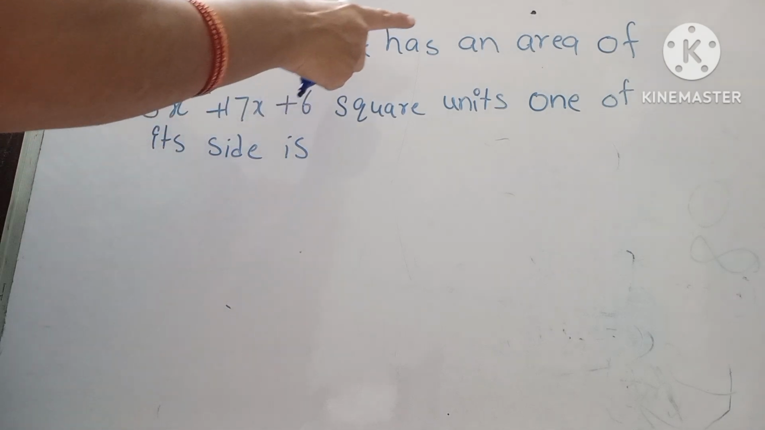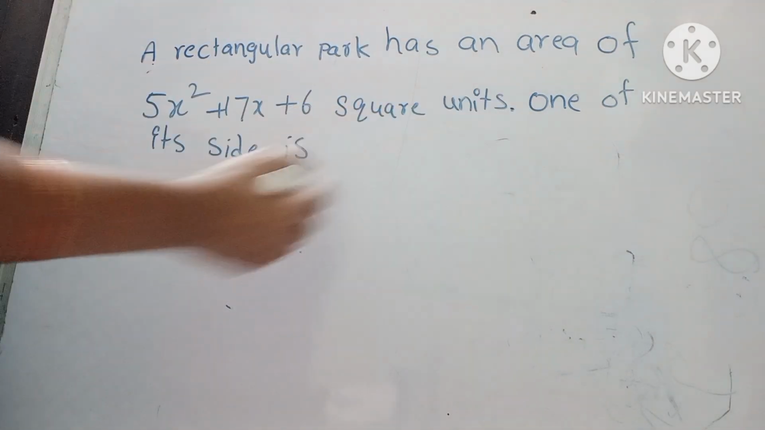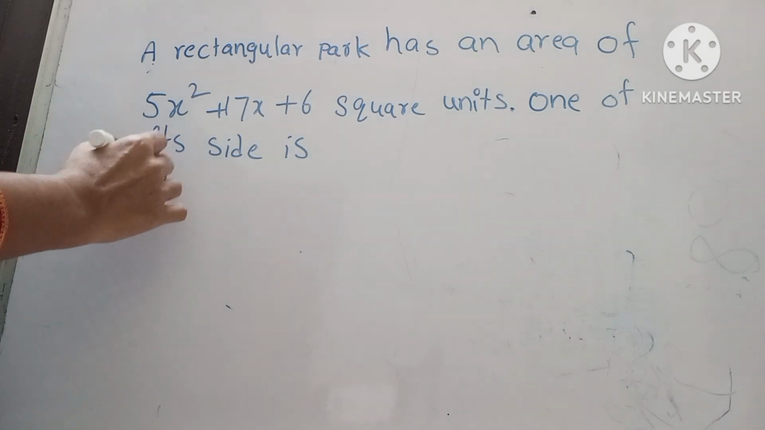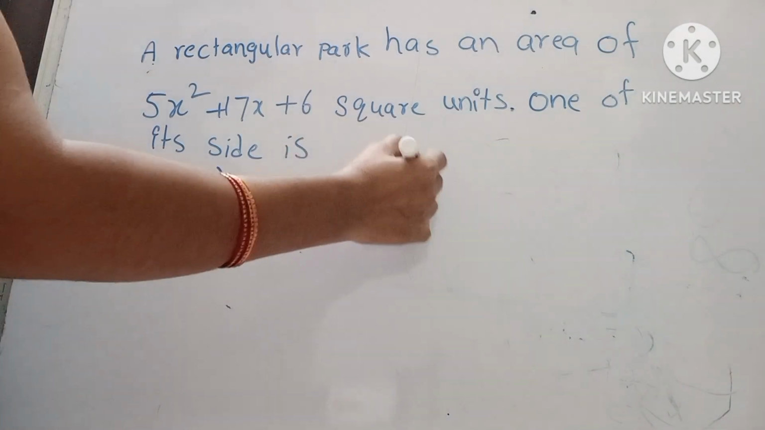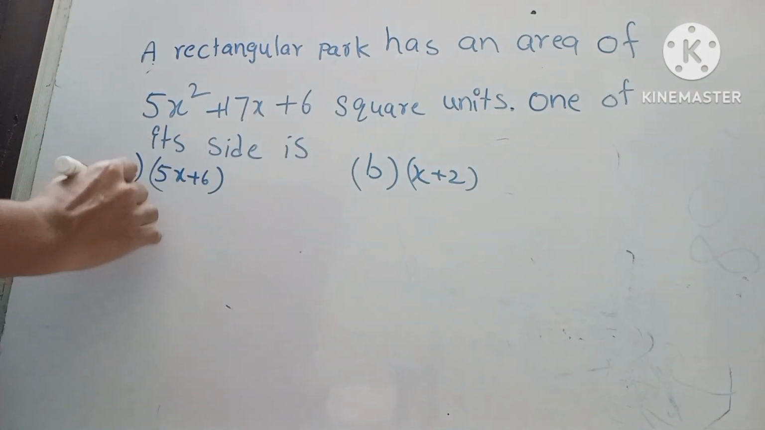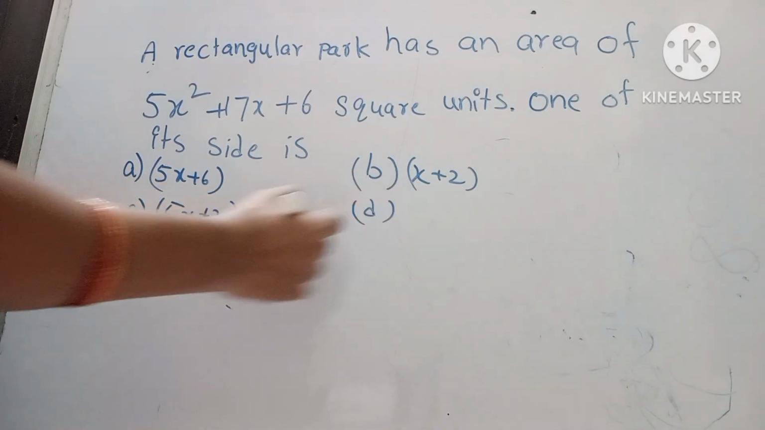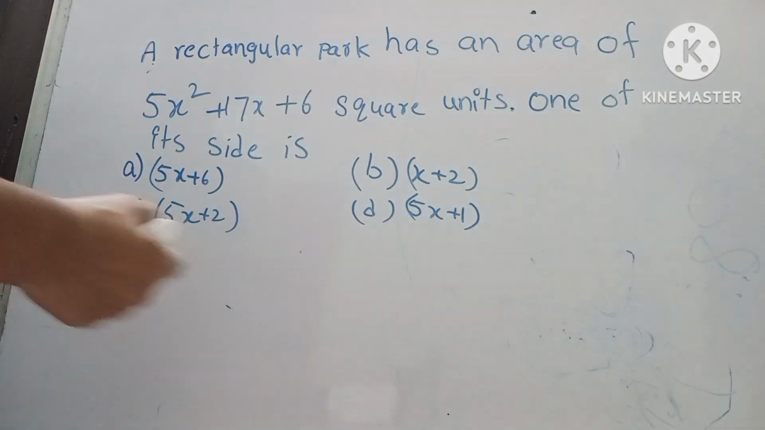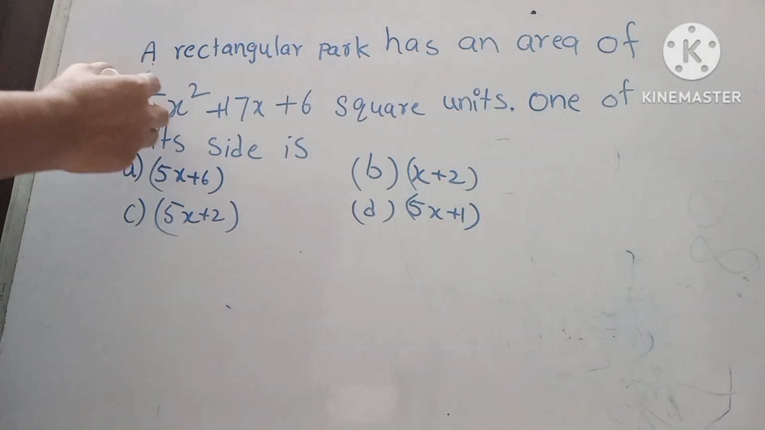A rectangular path has an area of 5x square plus 17x plus 6 square units. One of its sides is: option A, 5x plus 6; option B, x plus 2; option C, 5x plus 2; option D, 5x plus 1. So to know one of its sides, we have to factorize.